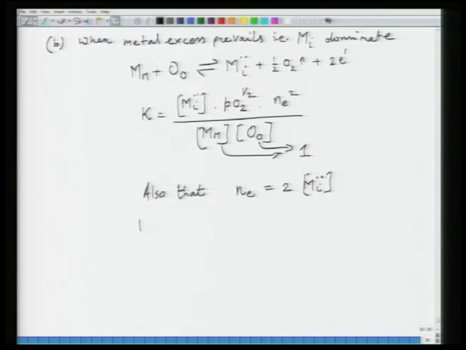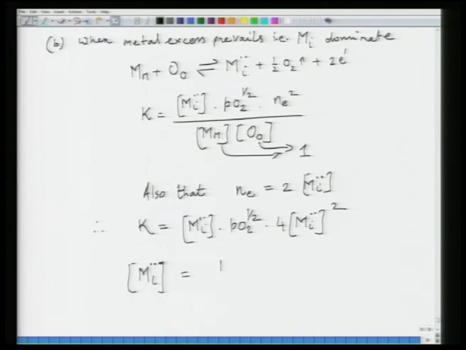Okay, so I can now write K as Mi into PO to the power half into 4 Mi square, or again you can write this as Mi is equal to K divided by 4 to the power 1 by 3 into PO to the power minus 1 by 6.